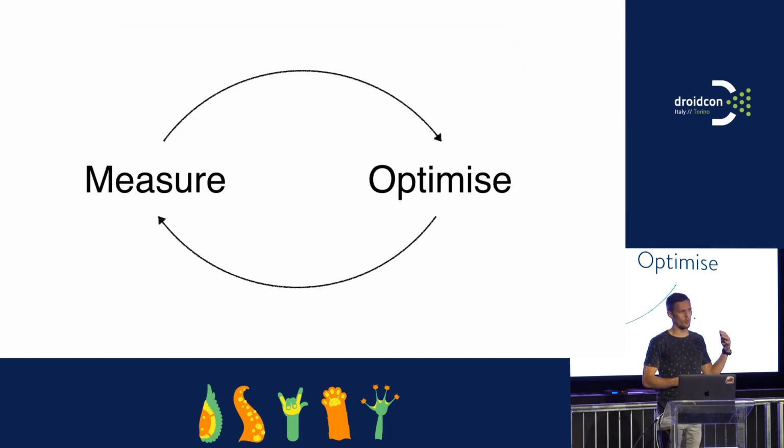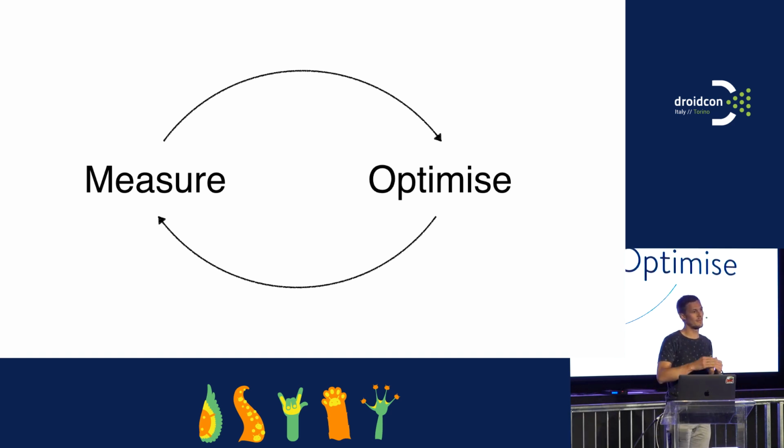So now we know how fast our build is. First we measure and then we optimize. For me, that's always a loop. It doesn't really make sense to just start optimizing something without then knowing if it really improved the build speed.